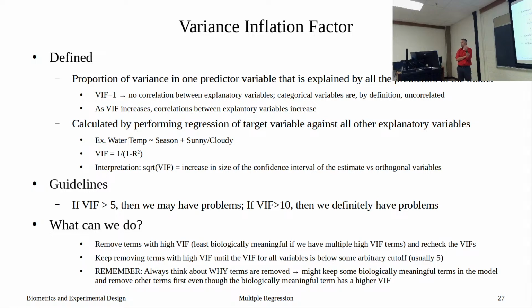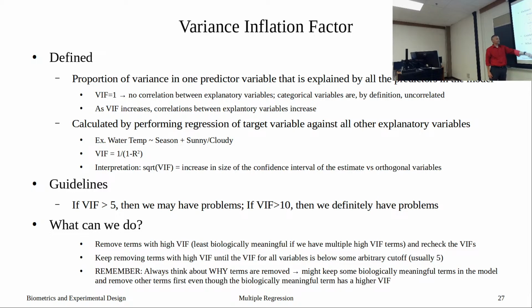Let's include water temperature, drop day of the year, even though the water temperature might have a higher VIF. Target the ones that are least biologically meaningful first, and then remake your model, check the variance inflation factors, and see if you've solved the problem.